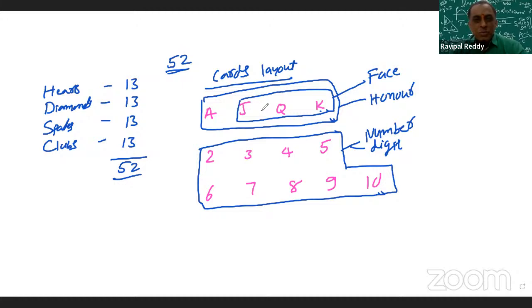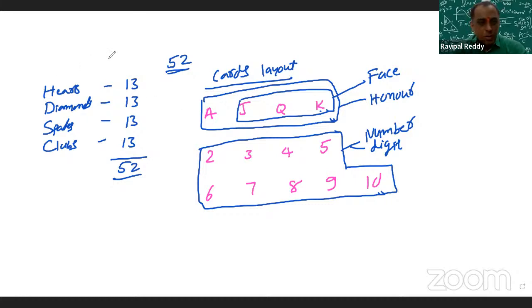Then how many honor cards are there? 16. Yes, very good. A, J, Q, K cards are known as honor cards. Each suit has 4 honor cards. Total 4 suits, 4 into 4, 16 honor cards are there.